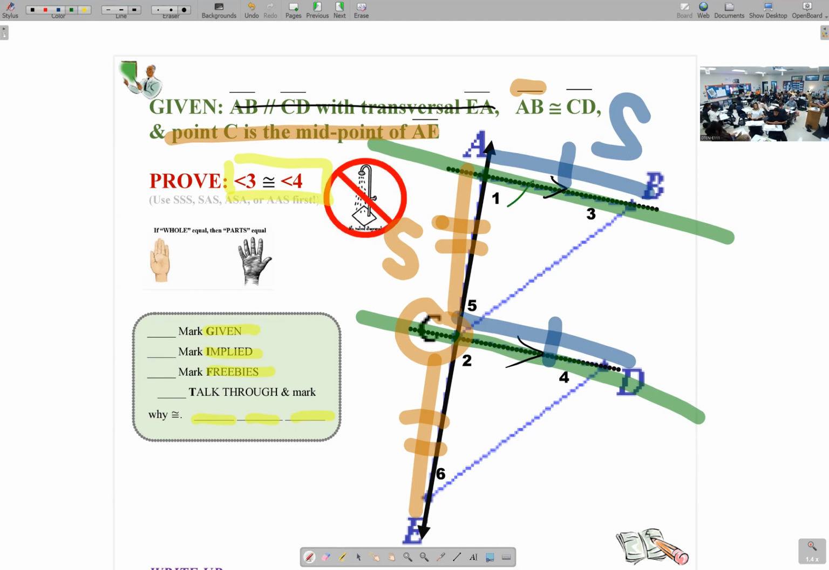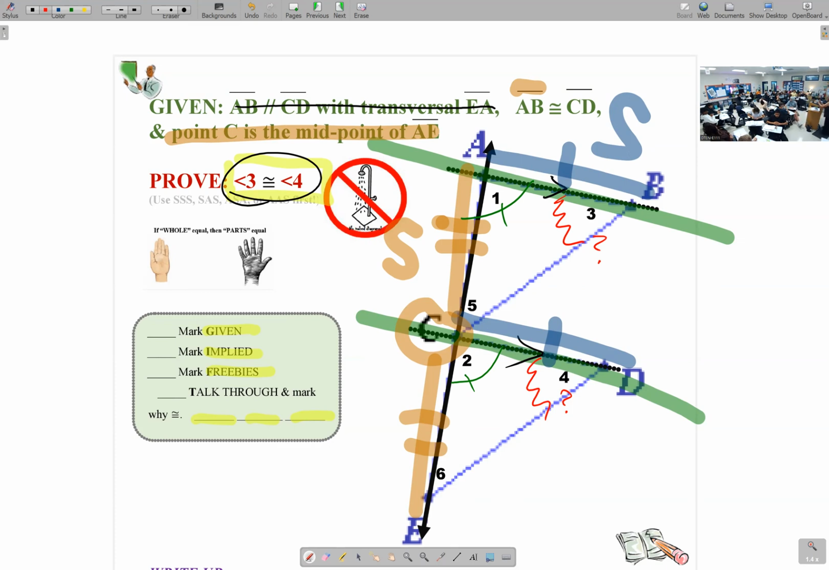Okay, well, what we're going for, it says right here, we're trying to prove 3 and 4 congruent. So squiggle, squiggle, question mark. There is no direct way to prove 3 and 4 congruent. Not because of parallel lines. So what we're going to do, guys, go like this with your hands. Say whole equal, parts equal. If we can show the whole triangle's equal, then the parts are equal.